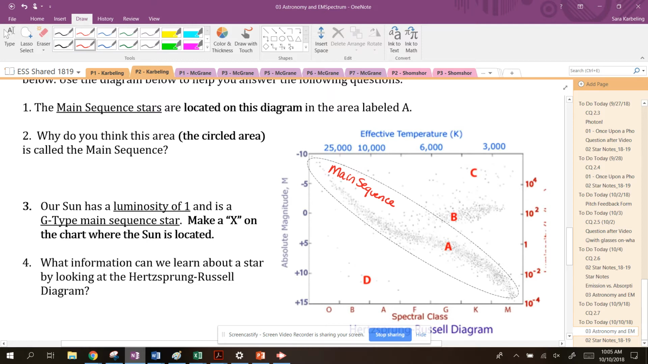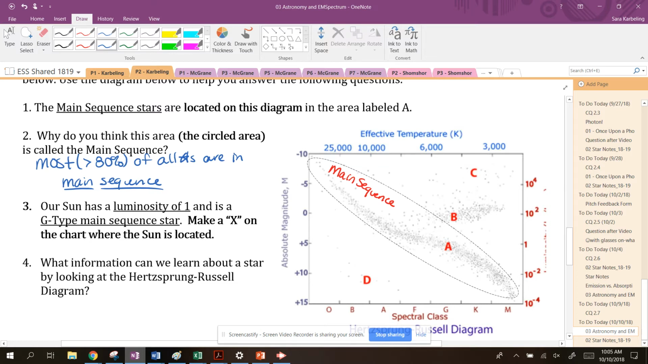Why do you think it's called the main sequence? I just gave you the answer. What is it? Most of them are in that section. So if you didn't write that down before, write it down now. Most. And again, I'll look it up because I can't remember the number, but it's something like more than 80% of all stars are in the main sequence. So that phrase is something I want to make sure that you're aware of, that you've seen, that you understand.